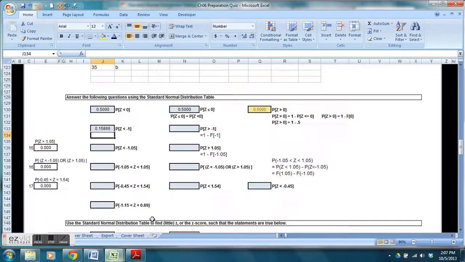Probability that z is greater than -1. Well, what's the probability that z is going to be greater than -1? It's going to be 1 minus the probability that z is less than or equal to -1. 1 minus.